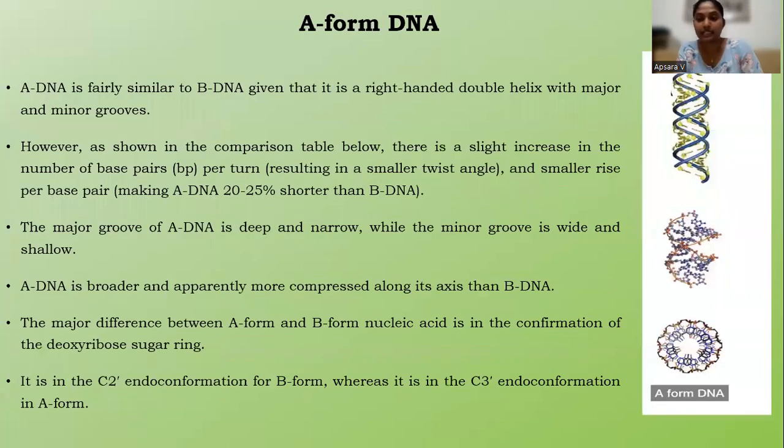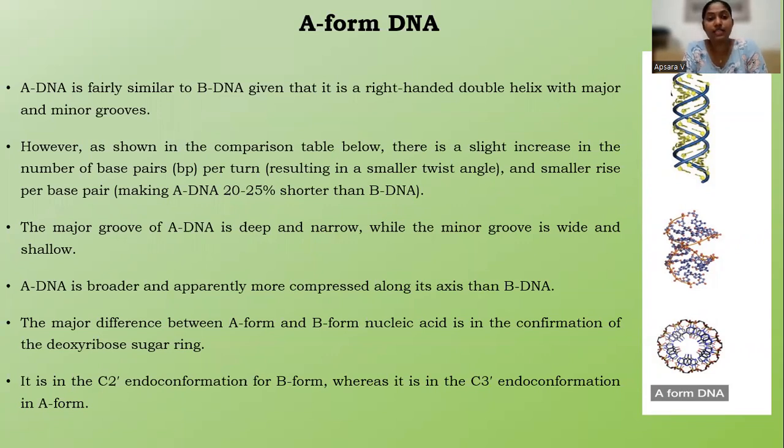Now, next, let us learn about the A form of DNA. A form is fairly similar to B DNA because it is a right-handed double helix structure with, again, major and minor grooves. However, as shown in the comparison table below, there's a slight increase in the number of base pairs per turn. So, small rise per base pair, around 20 to 25% shorter than B DNA. The major groove of A DNA is deep and narrow, while the minor groove is wide and shallow. So therefore, A DNA is quite broader and apparently more compressed along its axis than the B DNA. So this marks the difference between B DNA and A DNA.